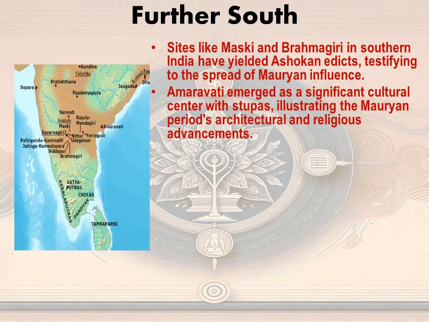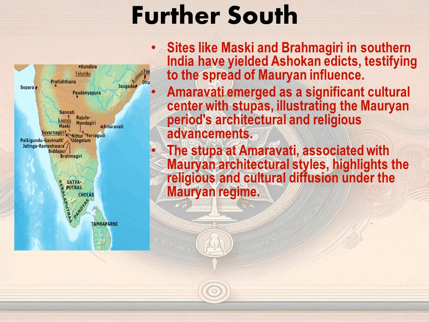Amravati emerged as a significant cultural center with stupas illustrating the Mauryan period's architectural and religious advances. So, Amravati is a significant cultural center of the Mauryan period, and Amravati Stupa is one of the most significant features of Indian history up to date. Hence, it is a very beautiful stupa decorated with extensive sculptures and paintings across it, and thus we get an illustration into the period's architectural and religious advancements.